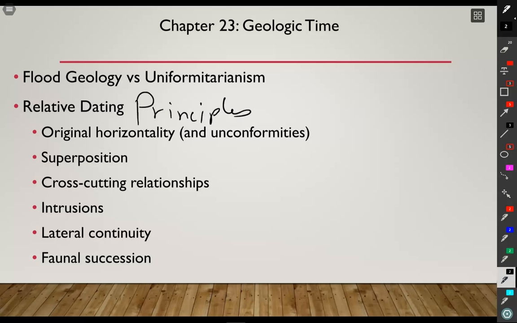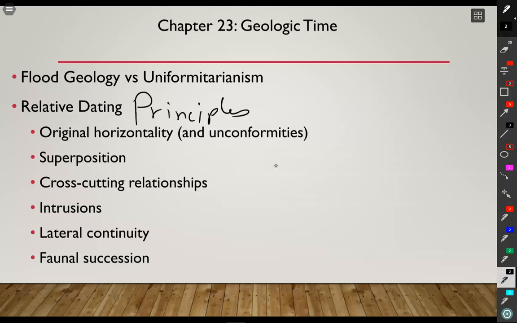Intrusions is actually material that has intruded into other material, so it's tied together with cross-cutting. Lateral continuity means that you should have the same stuff if you go horizontally at the same level. And finally, faunal succession is that the fossils you see in younger layers were from a later time than the fossils you see in older layers, that you have a succession of the fossils.